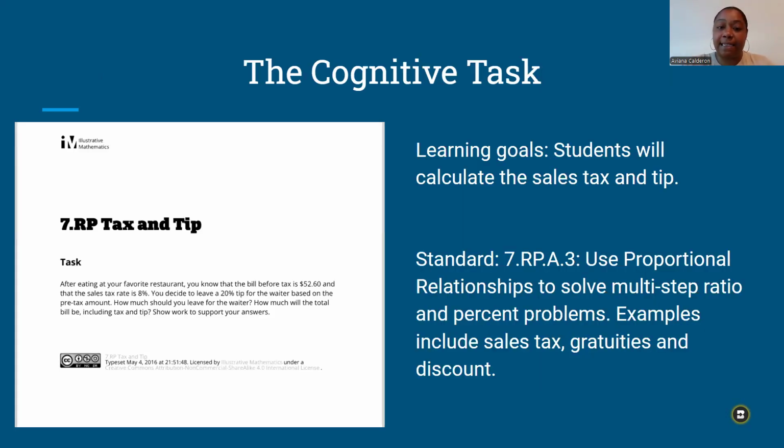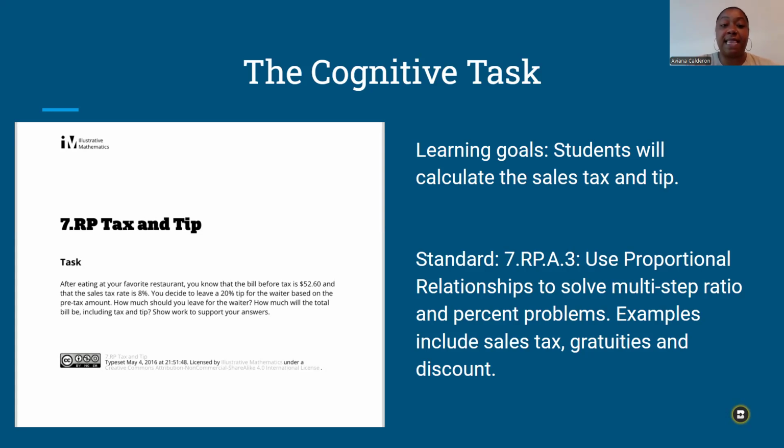And the cognitive task that I chose is students will do tax and tip in the same lesson. So this is a multi-step percent problem. The learning goal is students will calculate the sales tax and tip, and the standard is use proportional relationships to solve multi-step ratio and percent problems. Examples include sales tax, gratuities, and discount. I chose this task because it is a more demanding task because it does have multiple steps.